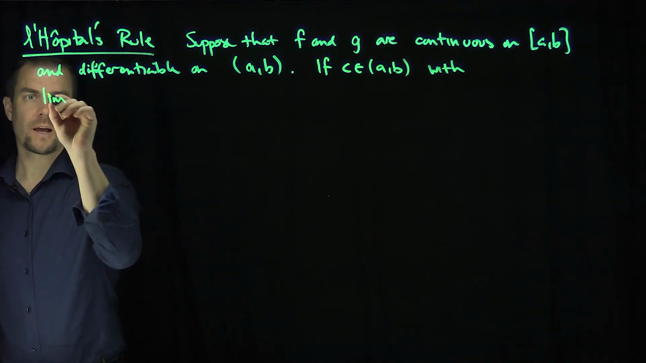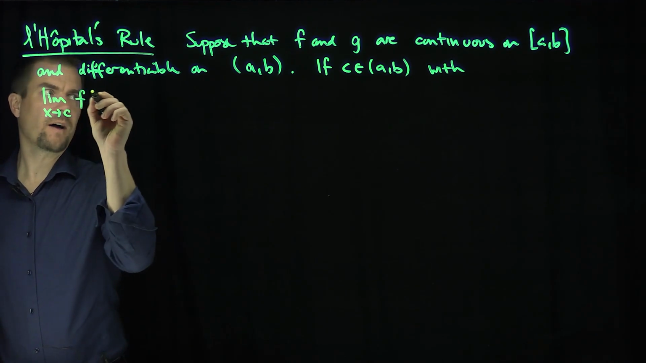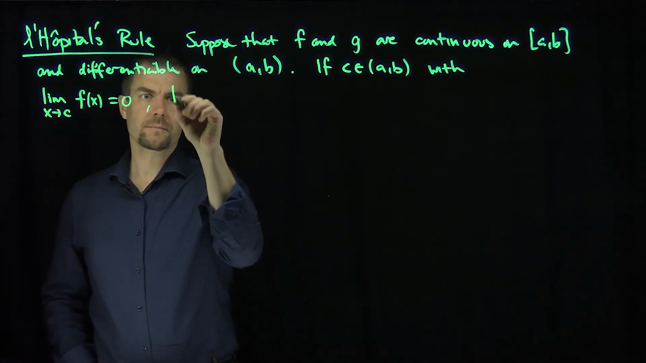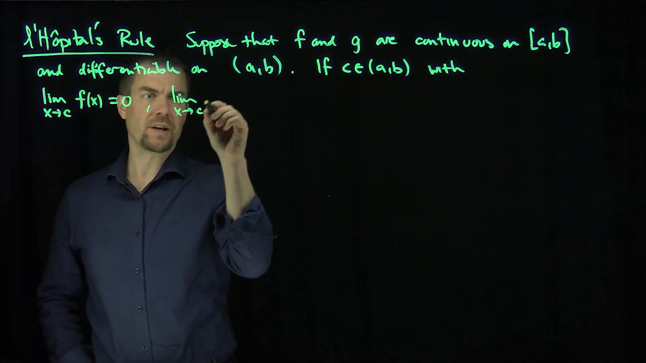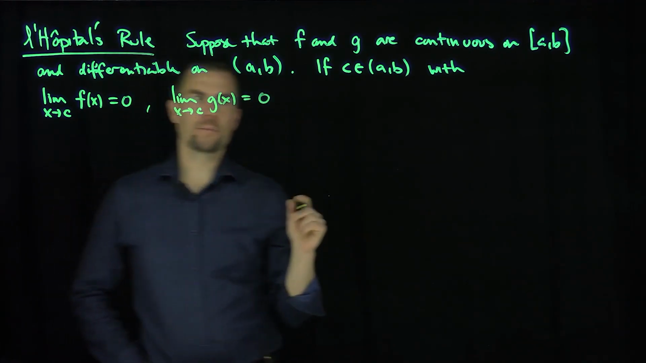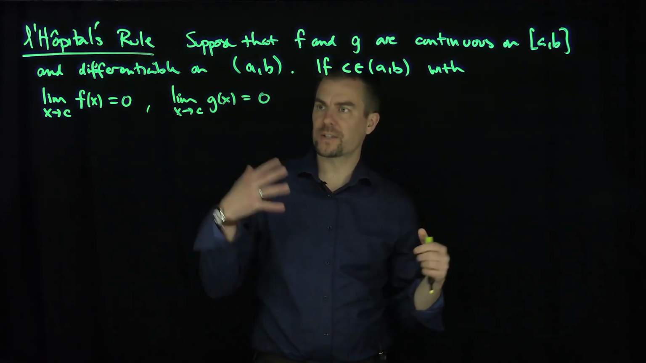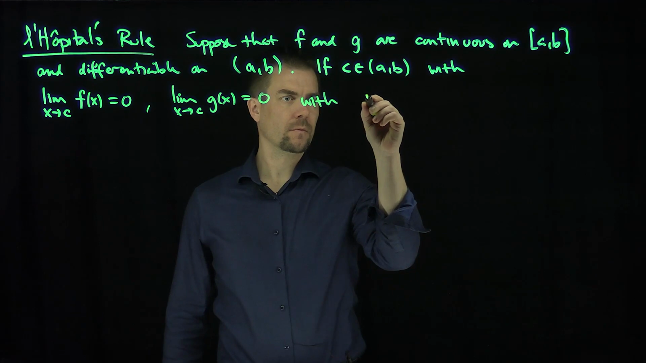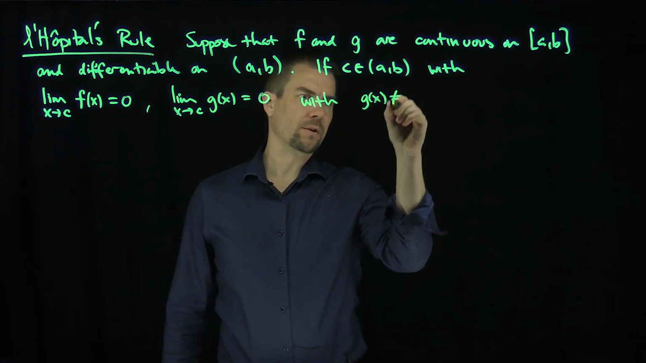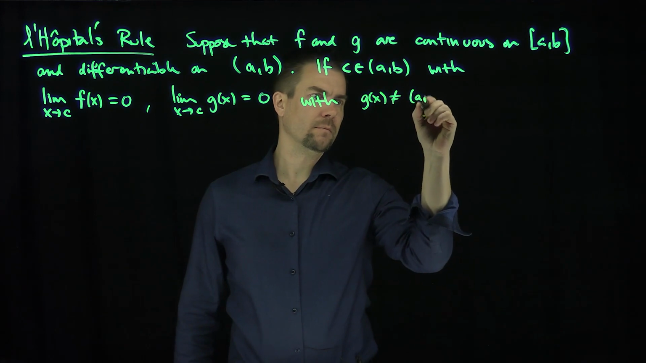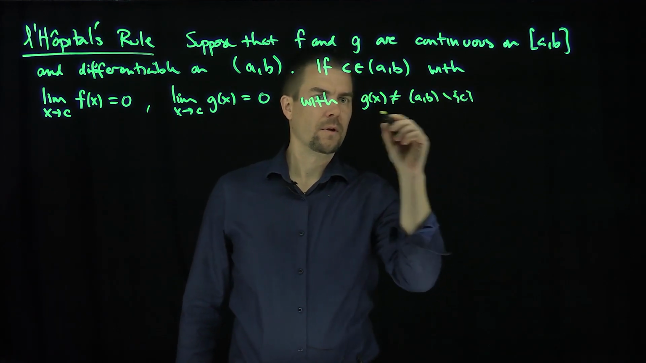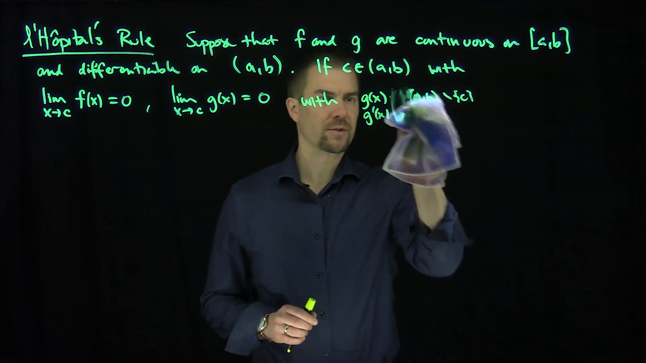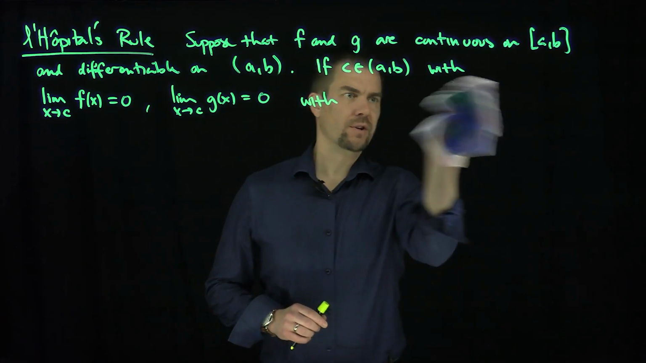With the limit as x approaches C of f of x being equal to 0. The limit as x approaches C of g of x equals 0. So in other words, f and g are both going to 0 as x approaches C, with the catch that g of x is not equal to 0 on (a, b) minus C, and likewise g prime is not equal to 0 on that set. We just want to make sure there's no zero denominator issues, right?